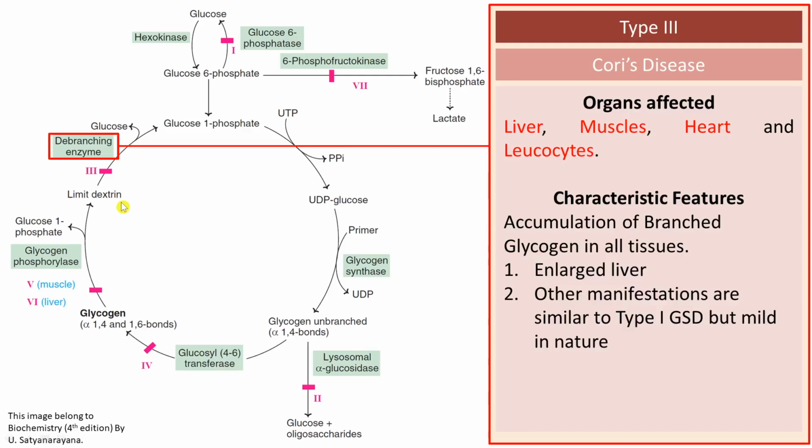And if it is accumulated in all the tissues, there will be certain characteristic features shown by the patient, such as enlarged liver, and other manifestations which will be shown in case of Cori's disease will be similar to type 1 glycogen storage disease, but they will be mild in nature. Now see that in most of these diseases, liver and muscles are mostly affected. This is because glycogen is mainly stored in liver and muscles, which we had studied in case of glycogenesis.